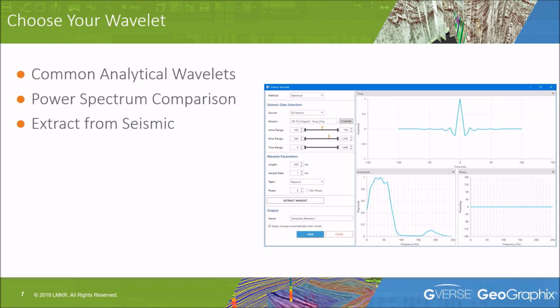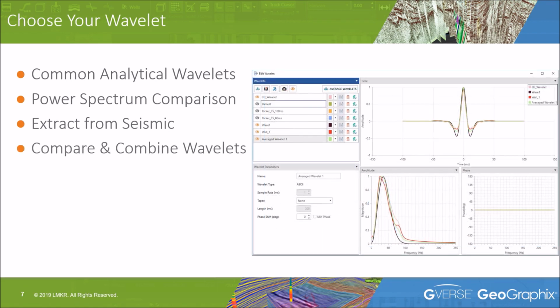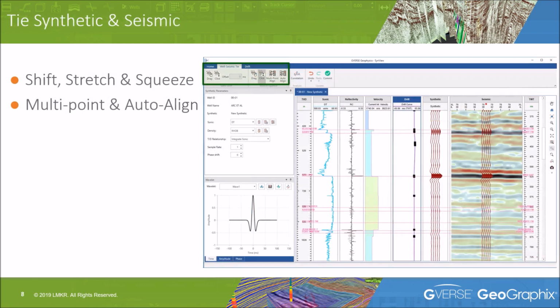You can also use the wavelet editor to combine different wavelets together to get an averaged out wavelet, which you can then use to tie all your wells. So with the input curves and the wavelet, you get your synthetic trace. Of course, you then need to adjust the synthetic to tie it to your seismic. You can apply bulk shifts, stretch and squeeze the synthetic, do multi-point adjustments, or use horizons and formations to do a quick auto adjust of your synthetic trace.